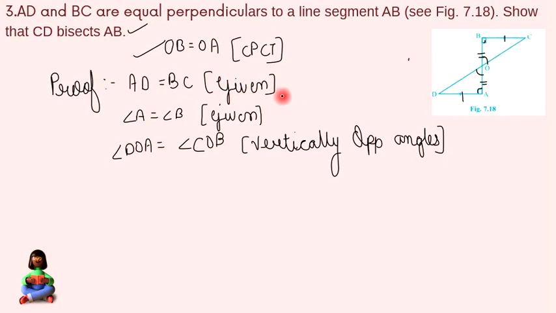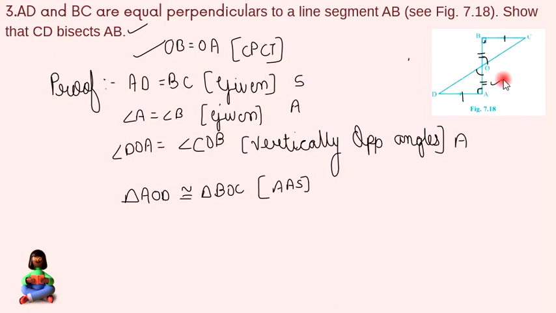So from this we got side, angle, angle. So we can say that triangle AOD is congruent to triangle BOC by the AAS congruence rule. Now the remaining side of triangle AOD is OA and of BOC is OB. So we can say that OA is equal to OB by CPCT, and so CD bisects AB. Hence proved that CD bisects AB.